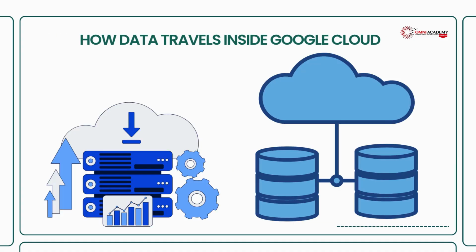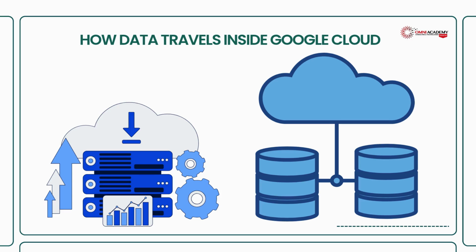Now let's understand something very important. How does data actually travel inside Google Cloud? Because in networking, everything depends on communication. Whenever a user opens a website, a complete journey happens behind the scenes within milliseconds. Let's understand this with a real example. Imagine you open YouTube on your mobile phone. The moment you click a video, your request starts traveling across networks.